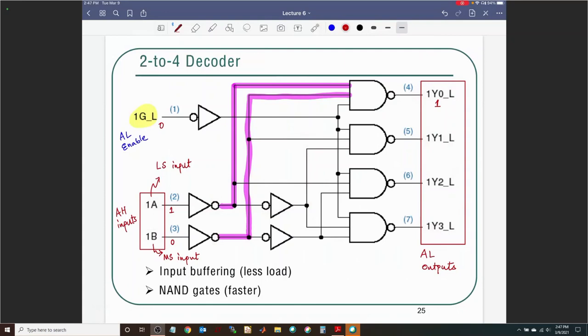Which one is going to be active? Well, your input is 0 and 1. A is least significant, B is most significant, so you can literally look at it as 0, 1. 0, 1 in binary, when you convert that to decimal, you get 1 in decimal. That indicates that Y1_L should be active and everything else should be inactive. So that is inactive, this should be active, that should be inactive, and that should be inactive.